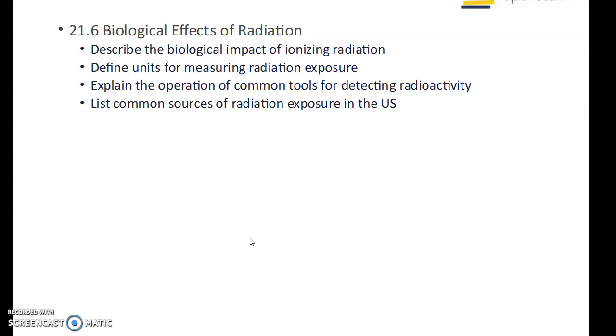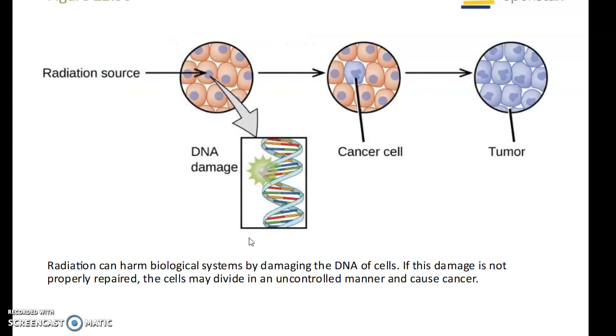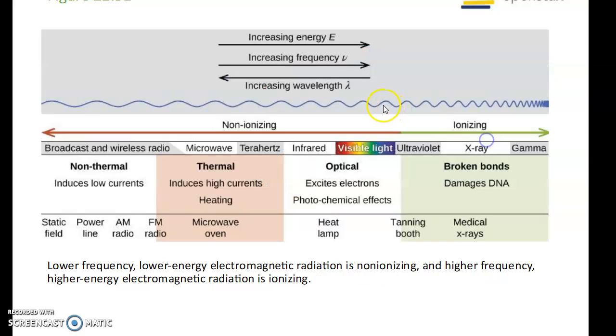Biological effects. Let's talk about that. Anytime you have radiation, you're going to have some DNA damage. That can be helpful if you are trying to destroy a cancer cell, or it can create a cancer cell and then have tumors resulting from that. If this damage is not properly repaired, that's when the tumors result.